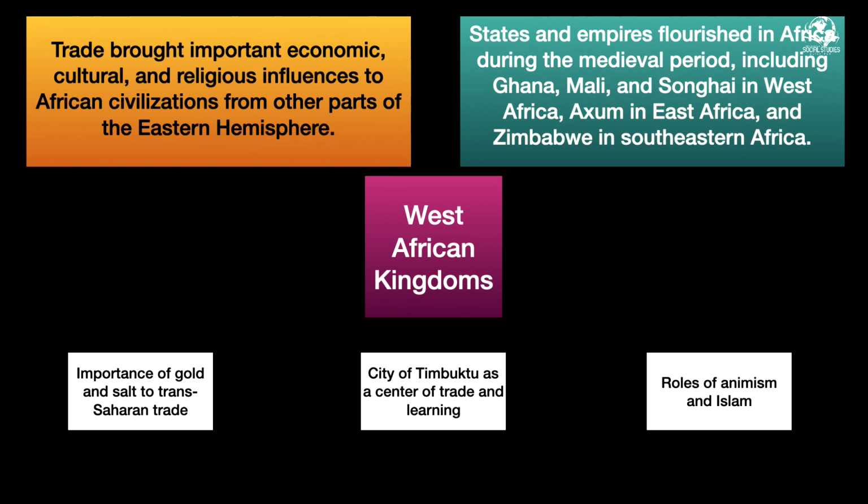The city of Timbuktu is a center of trade and learning. It became one of the earliest universities in Africa. People would go there to trade goods, and anywhere that you trade, you come in contact with other people, and therefore ideas are exchanged. And last, we have the roles of animism and Islam.